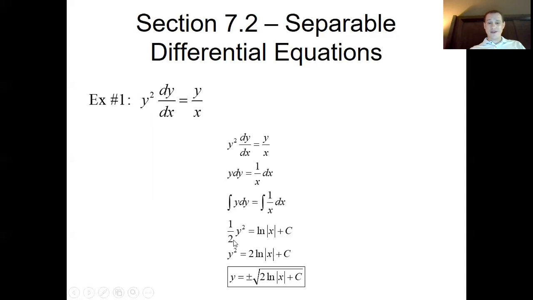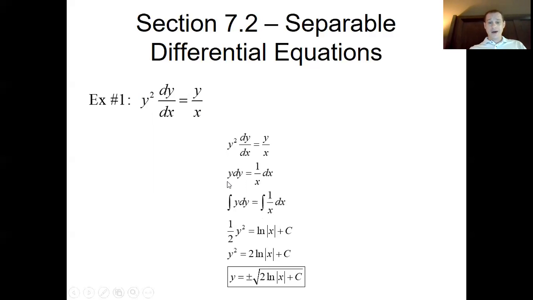Integral of y dy is 1/2 y squared. Integral of 1 over x is natural log of the absolute value of x plus a constant. Now try to solve for y if you can. If you couldn't, then you would just stop right here and have an implicit solution. This is an implicit solution. It's a mix of x's and y's. It doesn't just say y equals. But if you can, try to move things around and get y equals and get an explicit solution.